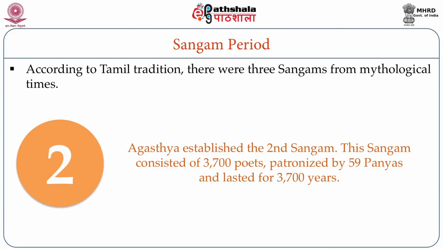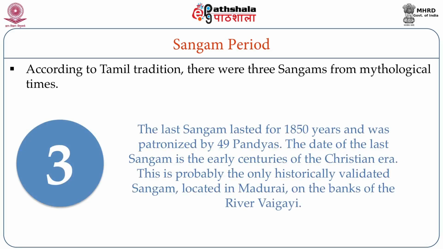Once Madurai was submerged in the sea, it led to the emergence of the second Sangam. Agastya established the second Sangam. The Sangam consisted of 3,700 poets patronized by 59 Pandyas and lasted for 3,700 years. The last Sangam lasted for 1,850 years and was patronized by 49 Pandyas. The date of the last Sangam is the early centuries of the Christian era. This is probably the only historically validated Sangam, located in Madurai on the banks of the river Vaigai.